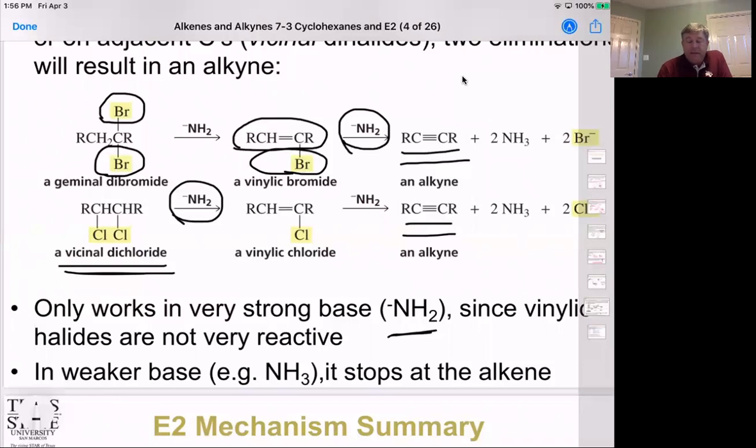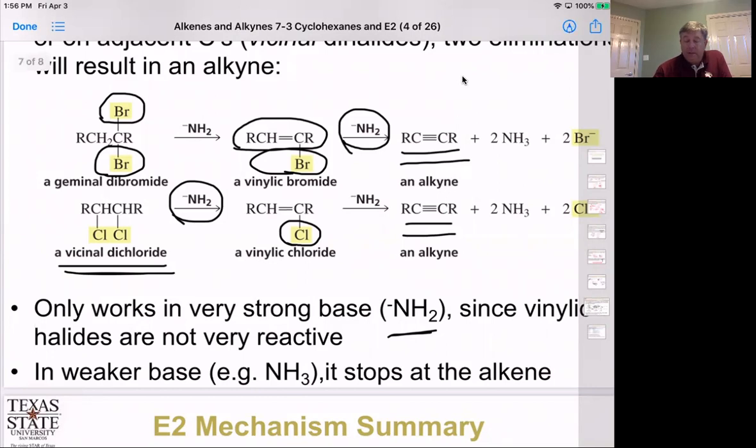That's because the vinylic halide, the one right here that's on a double bonded carbon, is not very reactive. So we have to have a very, very strong base. If you have a weaker base like alkoxide or ammonia, this will not form the alkyne. You will stop at the alkene.